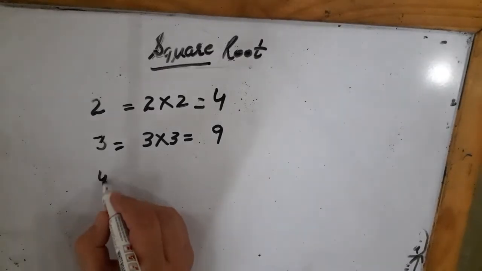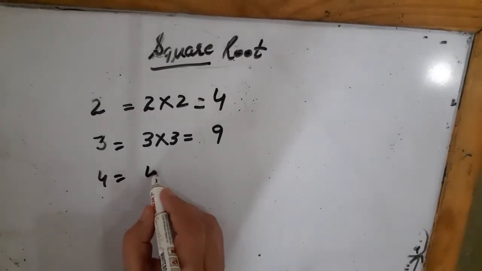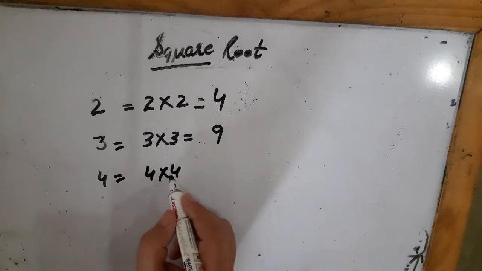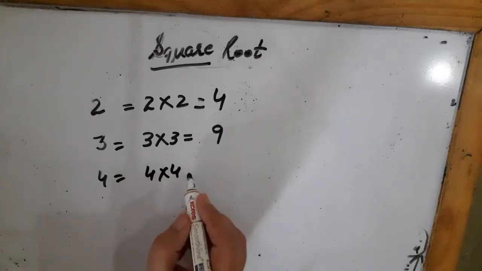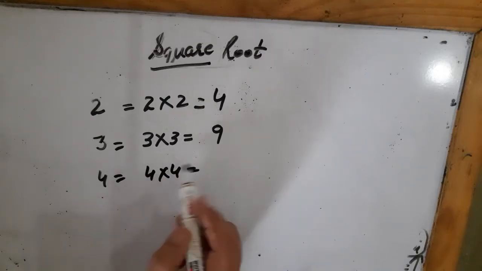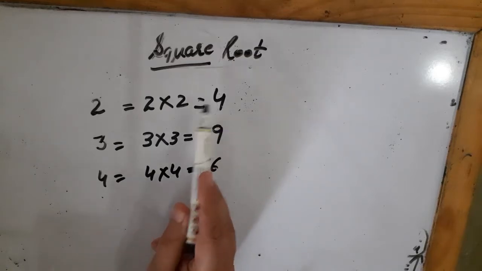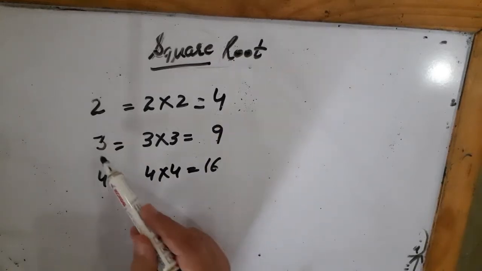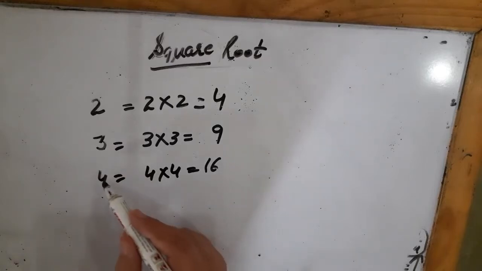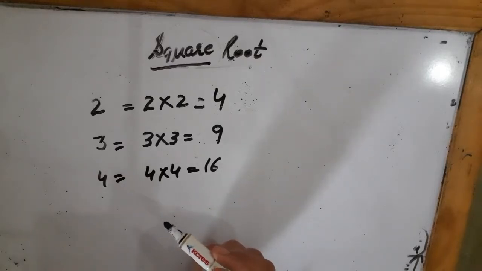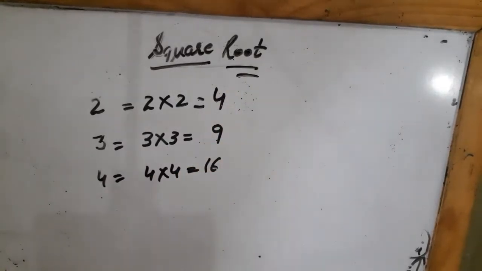The same way with 4, I have to multiply the number with itself to get the square of that number. So 4 4s are 16. So 4 is the square of 2, 9 is the square of 3, 16 is the square of 4. Now what is square root? Square root is the opposite of the square.